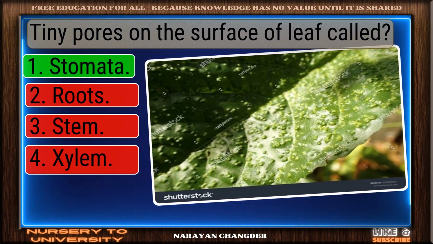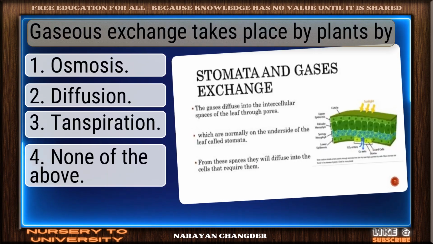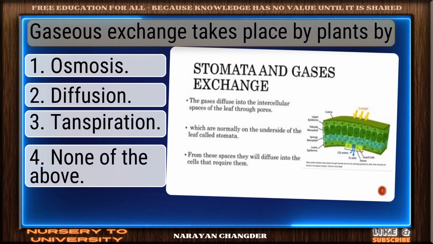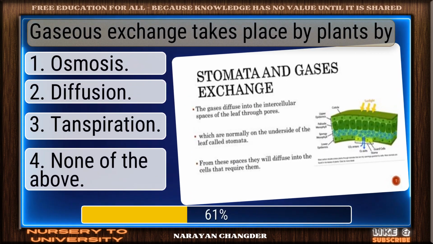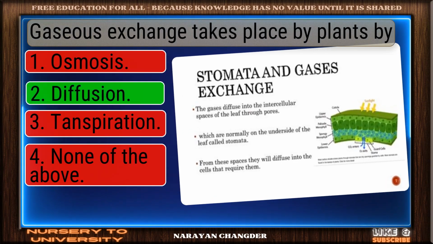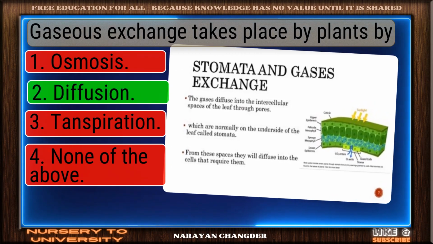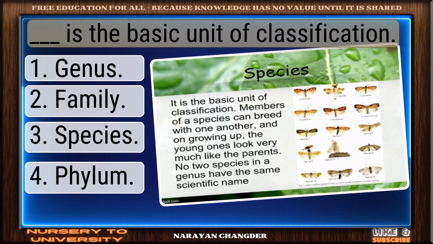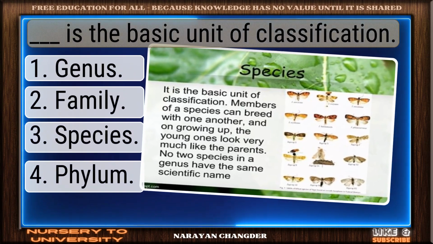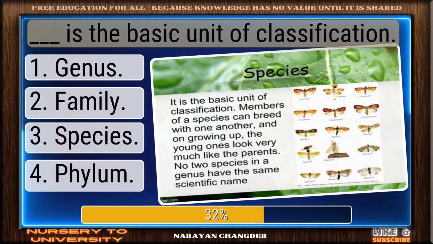Bravo. Stomata is the answer. Question number 99. Gaseous exchange takes place in plants by? You chose diffusion, and it is correct. Question number 100. Dash is the basic unit of classification.